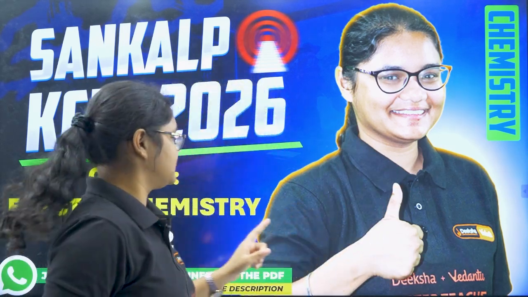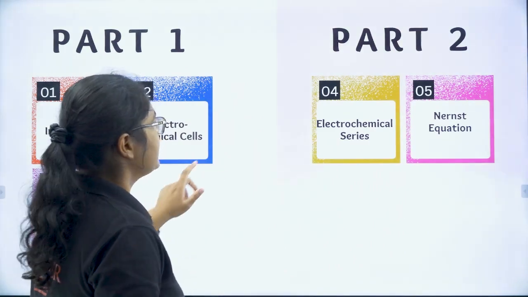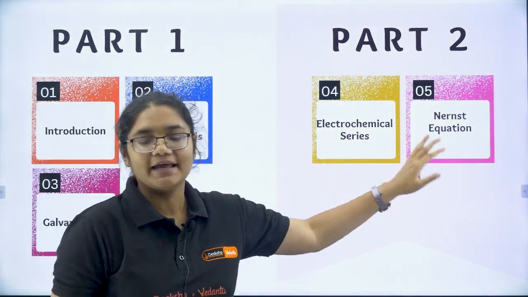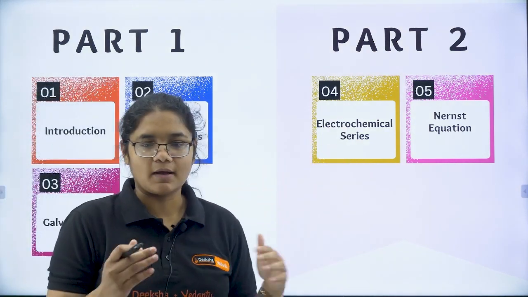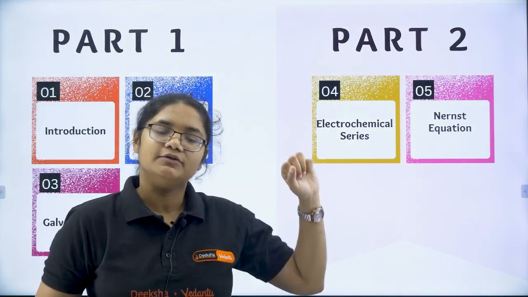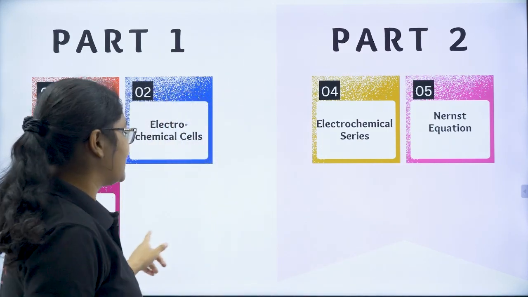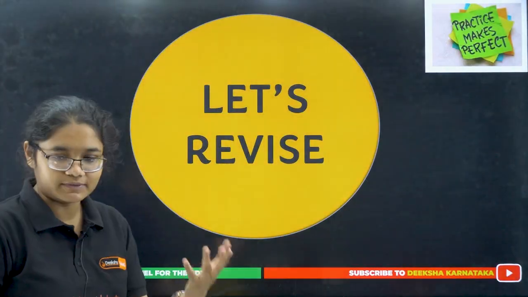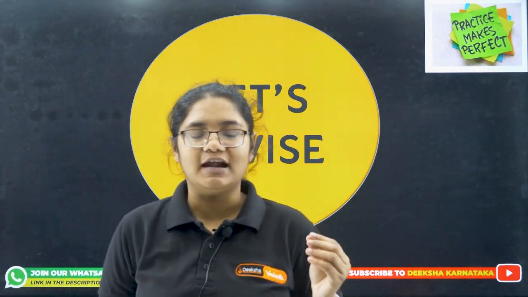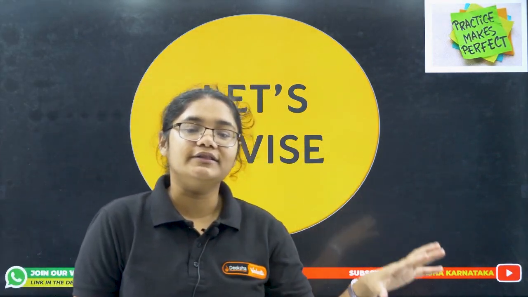Okay, so in today's class what all topics do we have? Today we will be seeing the electrochemical series and the Nernst equation. Last class we discussed something about reduction potential, so we will be talking about these two topics in detail today. These are parts 3, 4 and 5 which we will be seeing. Before moving on to today's class, let's solve some questions that we discussed in the last class.